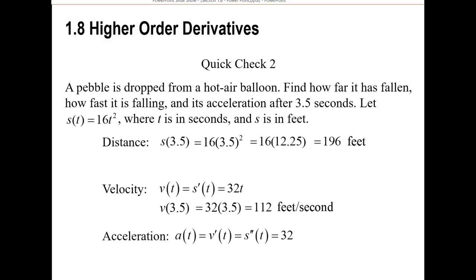Acceleration, that's the second derivative of position, or the derivative of velocity. So the derivative of 32t is 32. So a of 3.5, plugging in the number they gave us, this is just 32, so it's 32 no matter what, but our unit is feet then per second squared. It's the same unit as velocity, only a second power on that denominator.